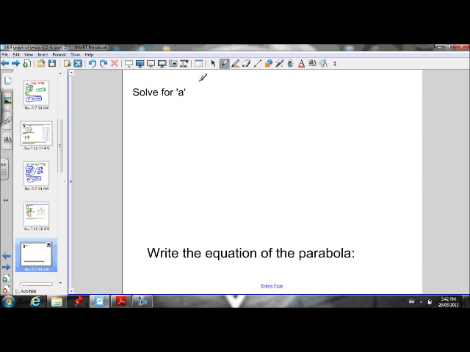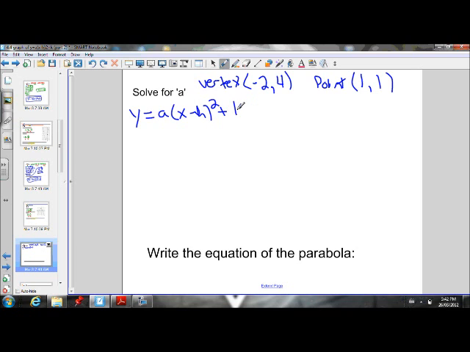First of all, I'll write my vertex down again. My vertex was -2, 4. And my other point on the parabola was 1, 1. Ones are nice and easy to work with, so I'm glad I found a point like that. Okay, so let's solve for a. Vertex form, we remember it off by heart. y equals a(x minus h) squared plus k.